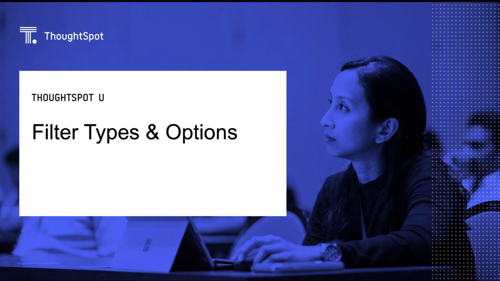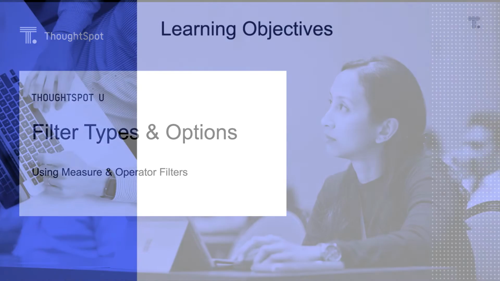Welcome to the tutorial on filter types and options, where you will learn how to apply measure and operator filters. As you learned in the previous tutorial, filters can be applied in a variety of ways in ThoughtSpot. The examples in the last tutorial were mostly focused on attribute values like store state, but the same filtering methods can be used with measure and date values, though different options are presented through the filter windows.